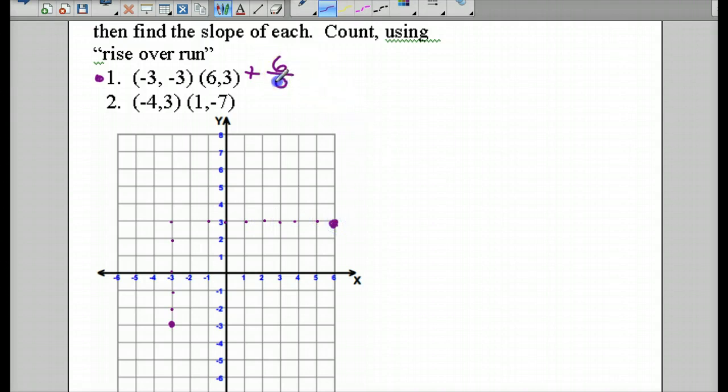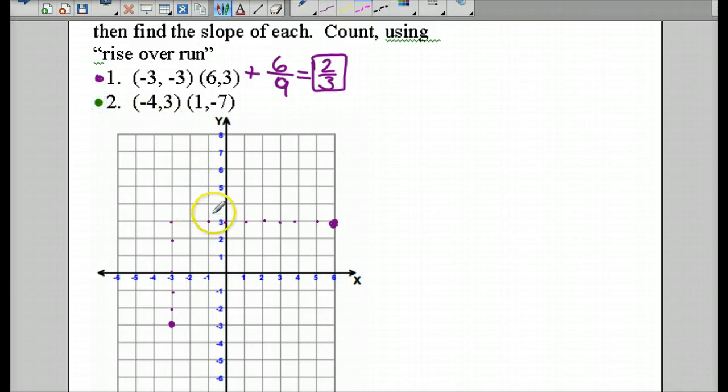6 over 9. So we want to make sure that that can't be reduced, and it can. So 6 over 9 is equal to 2 over 3. That's our final answer. Again, at any point, if you want to pause and do the other one, see if you get it right, that'd be great.